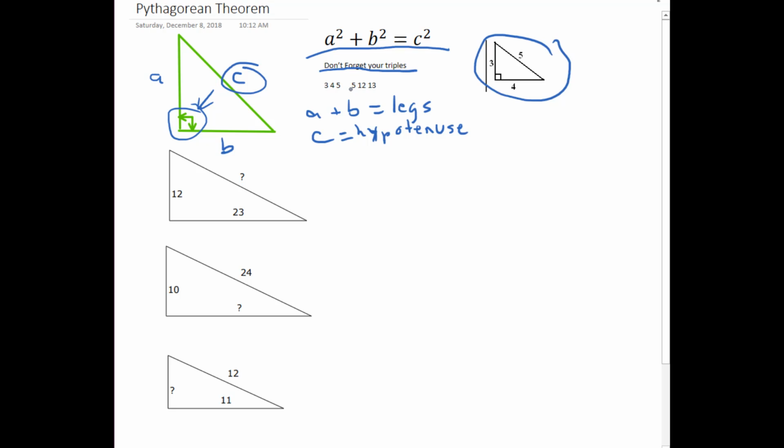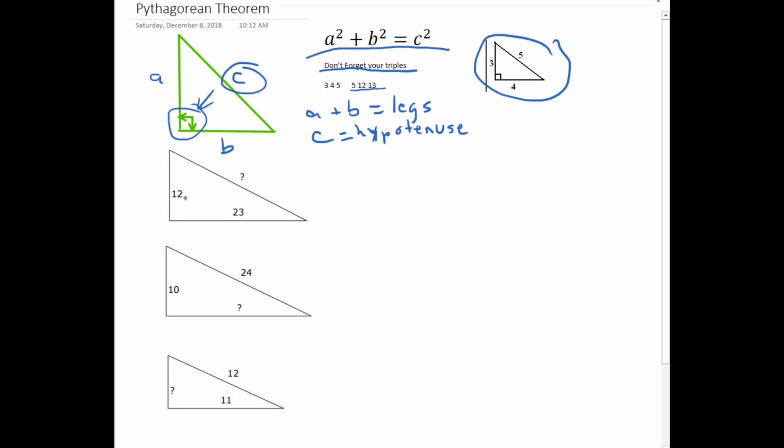Also, 5, 12, and 13, that's another one. So if you have something on your test that shows 3, 4, 5, or 5, 12, 13, you really don't have to do much. You know that that's a right triangle, and you can say yes it is, because you know your Pythagorean triples. But if not, let's find out how we can do this. Let's do a couple of problems here.